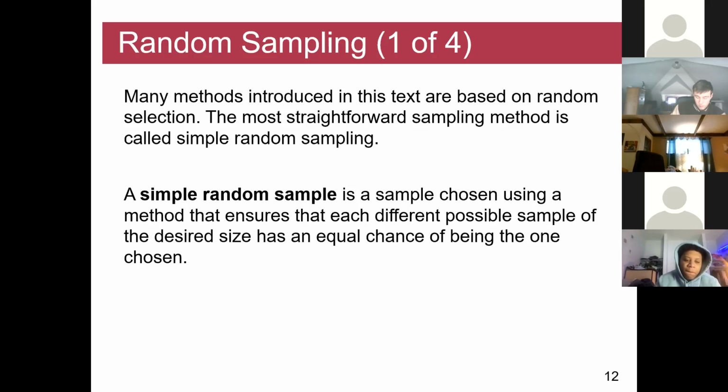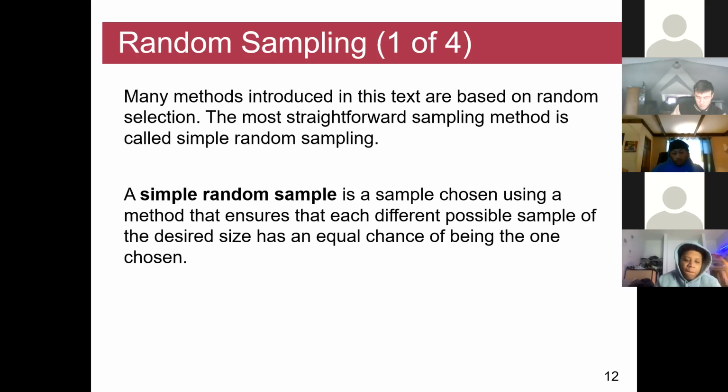That means that if it's a simple random sample, the probability of choosing the sample that you get is 1 out of 10 billion, because there's 10 billion possible samples of size 100. Does that sort of make sense? I hope it makes some sense to you. And that's what they mean here: the method that you use in a simple random sample ensures that each possible sample of size 100 has an equal chance of being the one that you end up choosing. Hopefully that makes some sense.